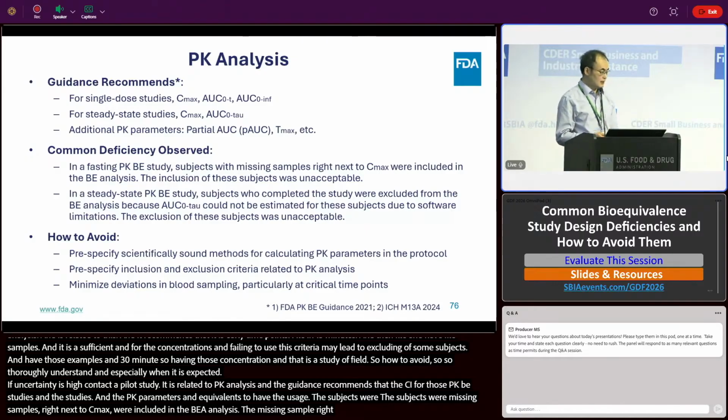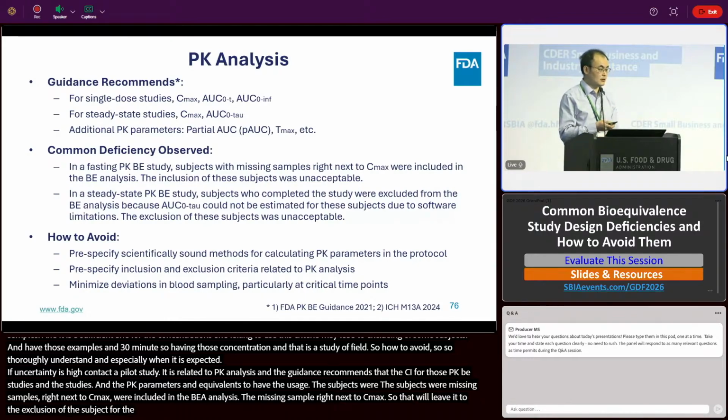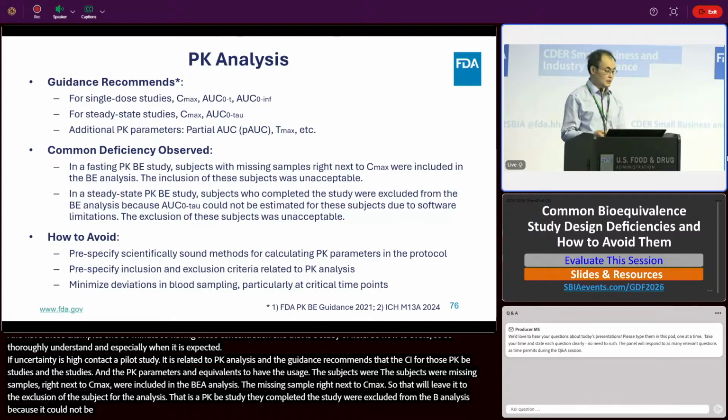The second case is in a steady-state PK BE study, where subjects who completed the study were excluded from the BE analysis because AUCtau could not be estimated for these subjects due to software limitation. The exclusion of these subjects was not acceptable because software limitation is not a scientific justification.